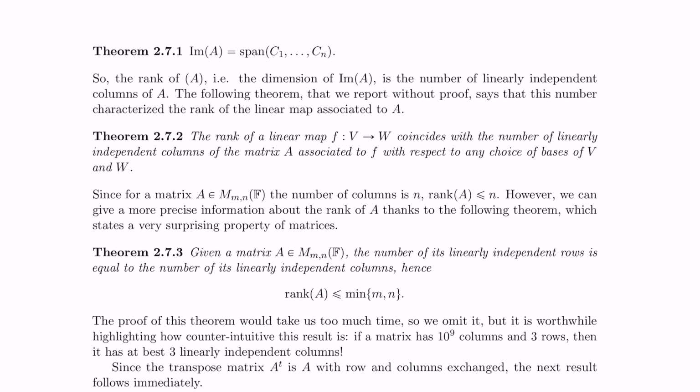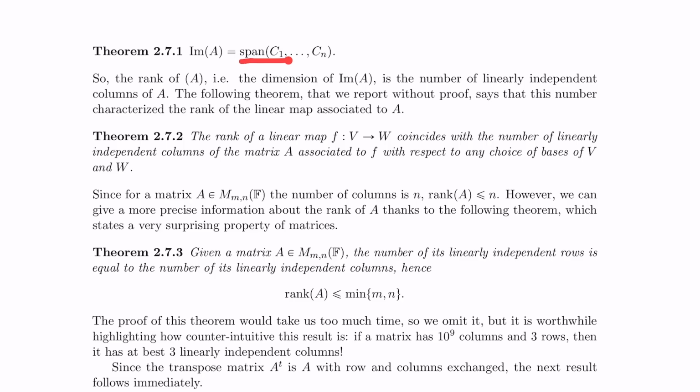But what about the rank of the matrix A? Well, the rank is defined as the dimension of this vector space, that is, the number of vectors that belong into any basis of the image of A. But how can we find a basis for the image of A, knowing that the image of A is the span of its columns? Well, that's very easy.